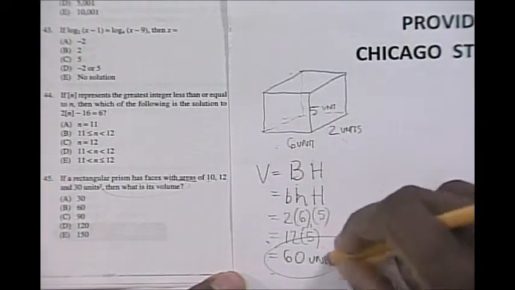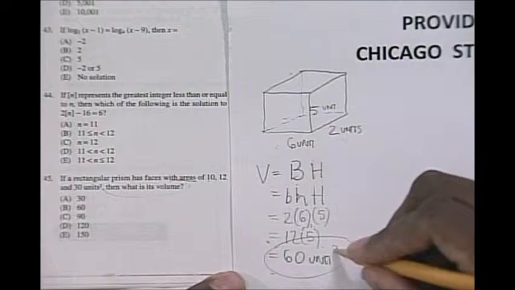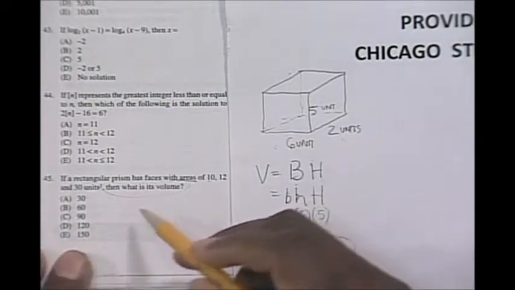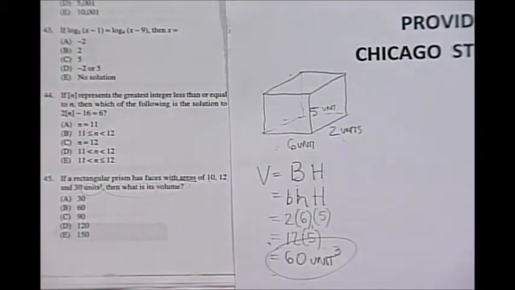Oh, I'm sorry. I said units squared. I meant to say units cubed. Sorry about that. Volume is always cubic units. Area is always square units.